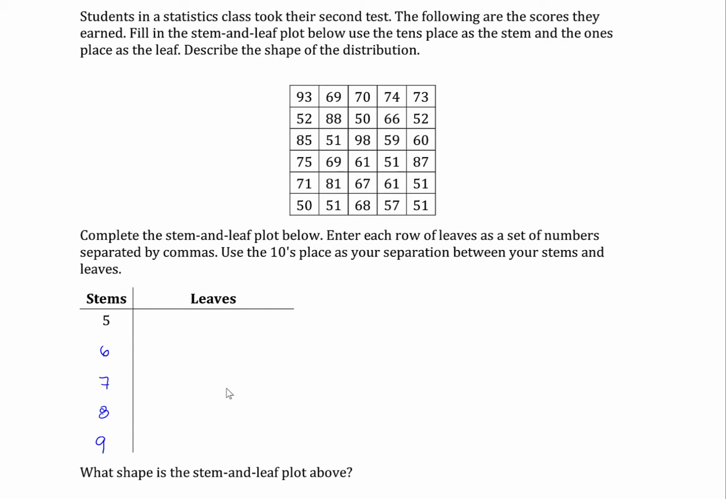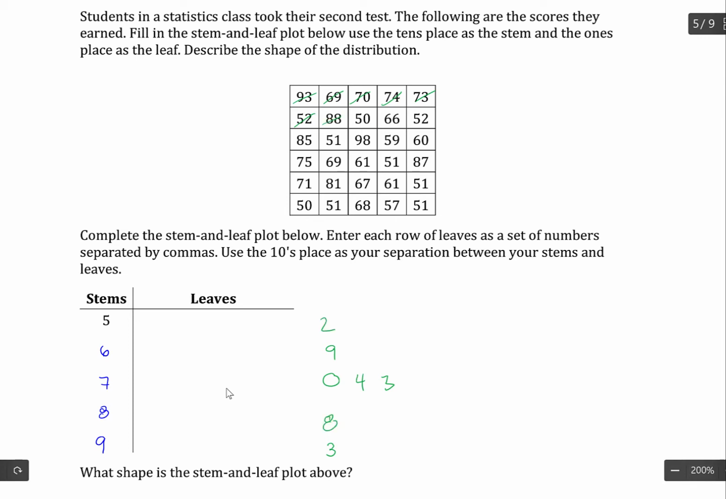Now, it would be great if this data set was sorted, and it doesn't happen to be, so tell you what I'll do. I'll start putting things in the stems and leaves first. So 93, that would be a leaf of 3 in the group 9. 69 has a stem of 6 and a leaf of 9. 70 has a stem of 7 and a leaf of 0. Then 74, 73, and I'm just putting this off to the right to make notes, and then I'm going to finish up my stem and leaf plot afterward.